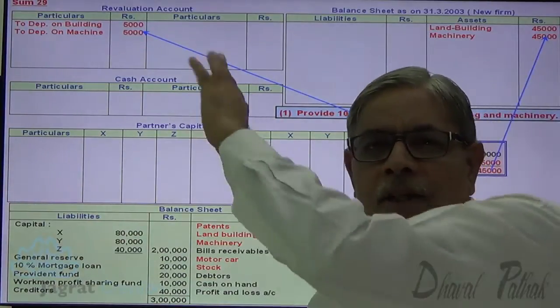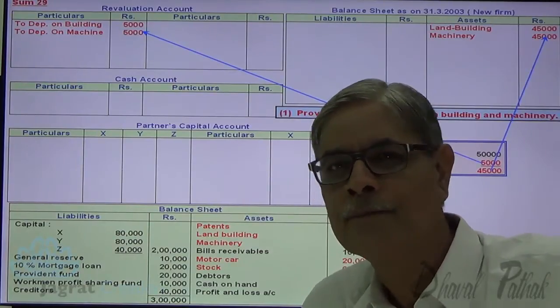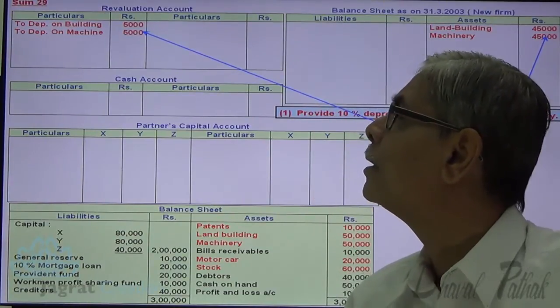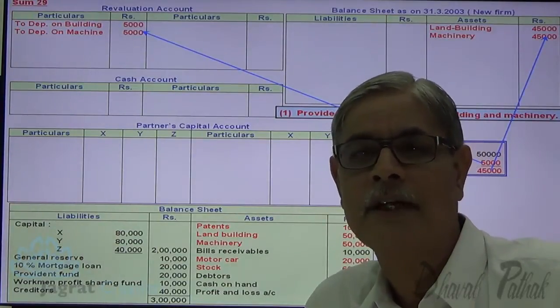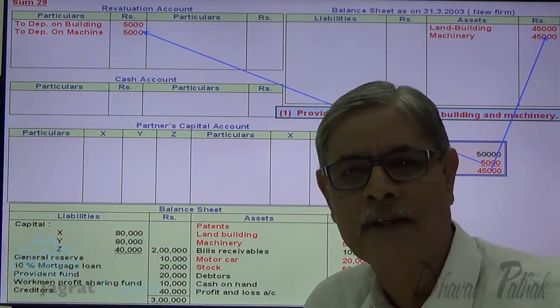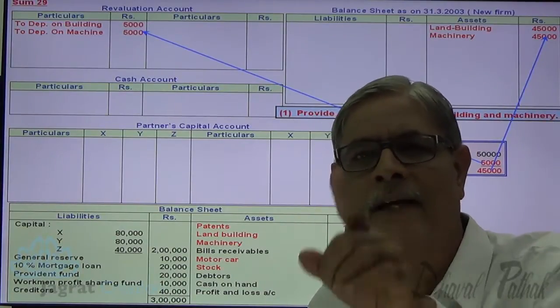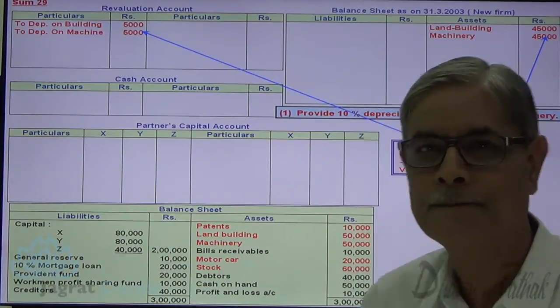machinery account credit. Here I have written the word depreciation on machinery. That also you can write. If you write the entry revaluation account debit 5,000 to depreciation provision on machinery account credit 5,000, then that depreciation provision gets deducted from 50,000 on the face of balance sheet, and the net value that will appear in the balance sheet will be 45,000. Observe it.